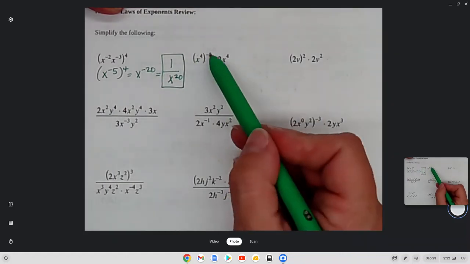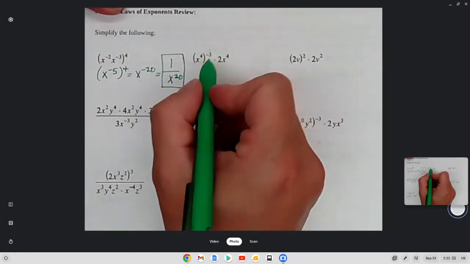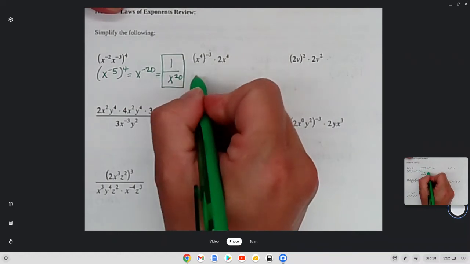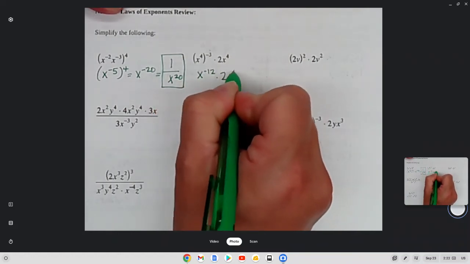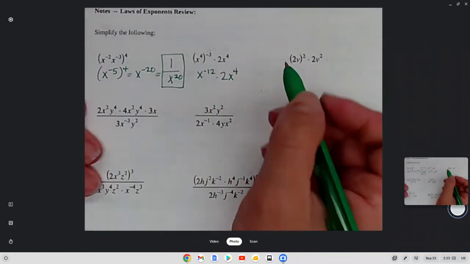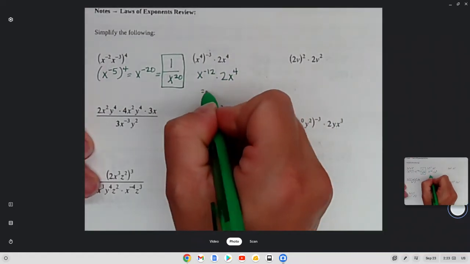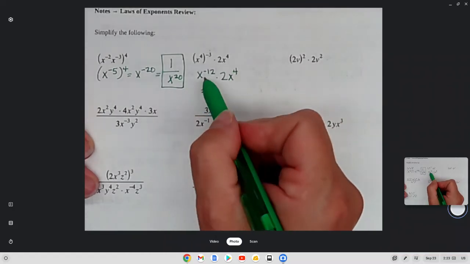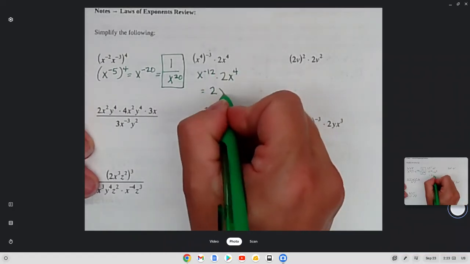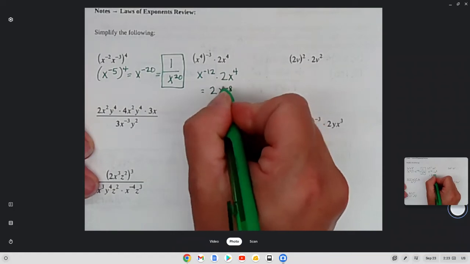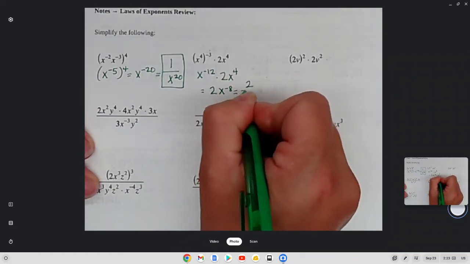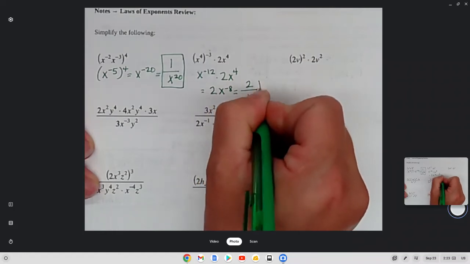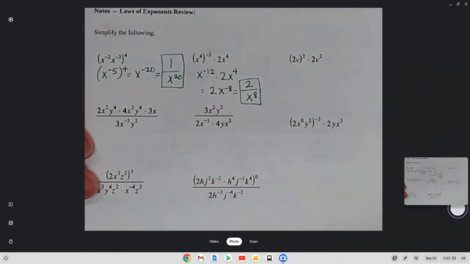Next one. I'm going to simplify this first, and then I'll go ahead and combine this way. So this becomes x to the negative 12 times 2x to the 4th. There's nothing I can really combine that 2 with, so leave it there. But then I have a negative 12 and a 4, so that gives me a negative 8. But again, I don't want to leave a negative exponent. So the x has a negative on it, so the 2 stays right where it is. The x becomes the denominator. So 2 over x to the 8th is the final answer there.